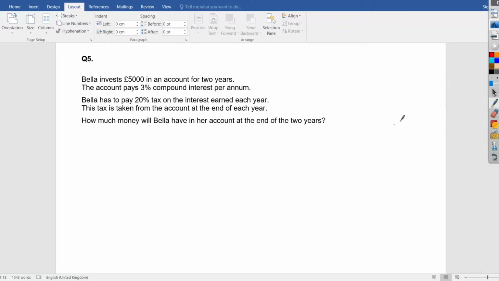Continuing with Higher Unit 11. This is a question on compound interest. Let's have a quick read.